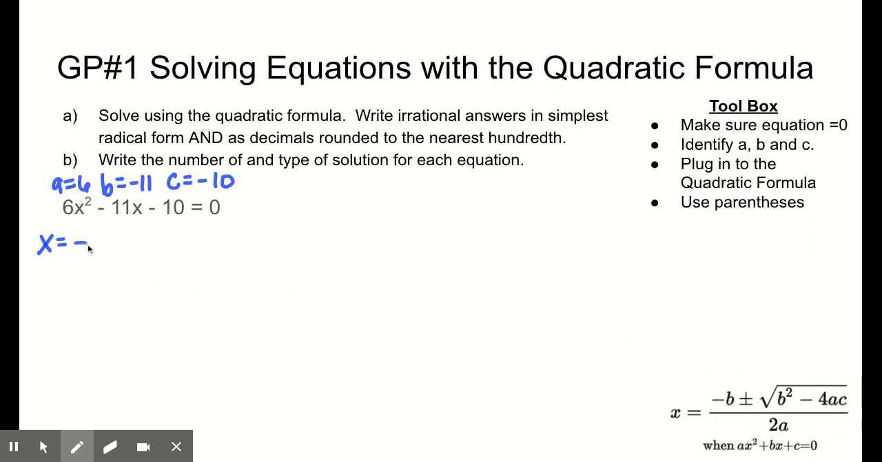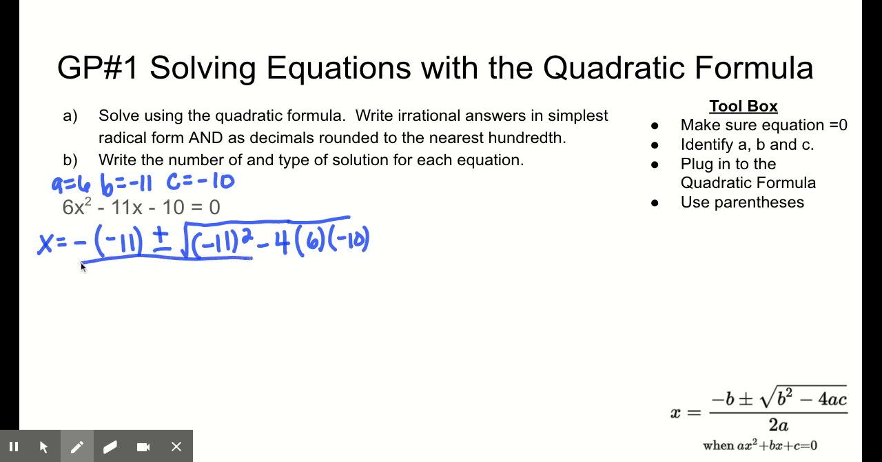So that's a negative parentheses b, which is -11, plus or minus the square root of b squared, so that's going to be a -11 squared, minus 4 times a, which is 6, times c, which is -10, divided by 2 times 6.